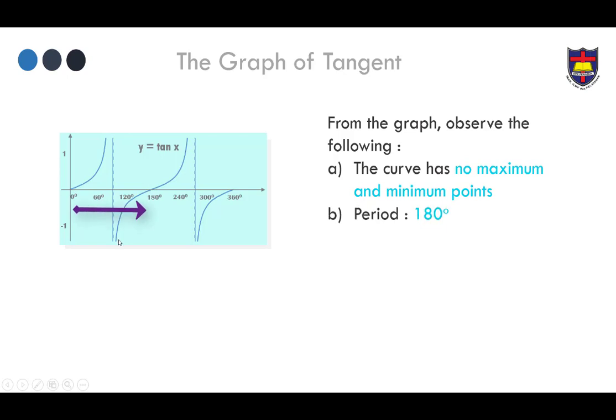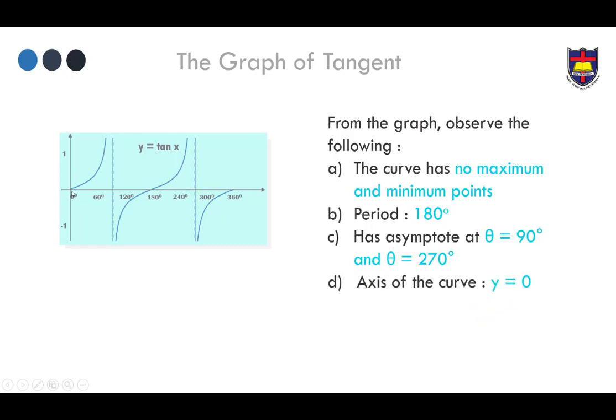The period, different from sine and cosine, is 180 degrees. You can see this is the starting point and it repeats itself in 180 degrees here. You can see that in 360 degrees you have two common patterns starting from this point. And for the asymptotes, the asymptote lines are these two lines, at theta equals 90 degrees and 270 degrees. And it has the axis of the curve at y equals 0, the same as the others.